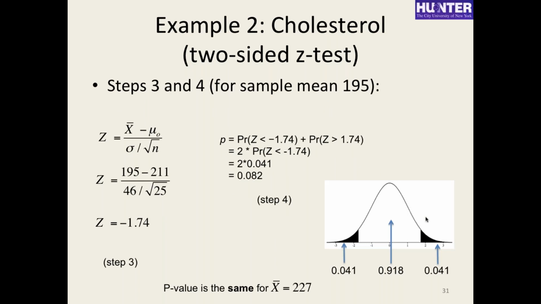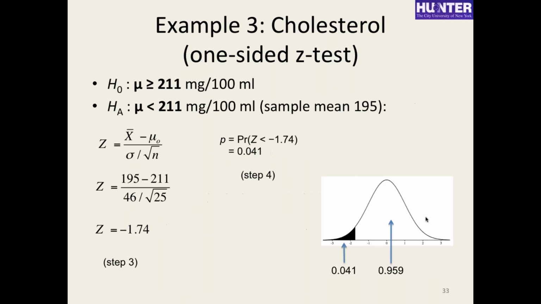Okay, so how about 227? Is that going to come out the same way? Well, 195 minus 211 is 16, and 227 minus 211 is also 16. It's going to come out to the same result, except that the z-score, instead of being minus 1.74, is going to be plus 1.74. We'll get some examples of this later on.